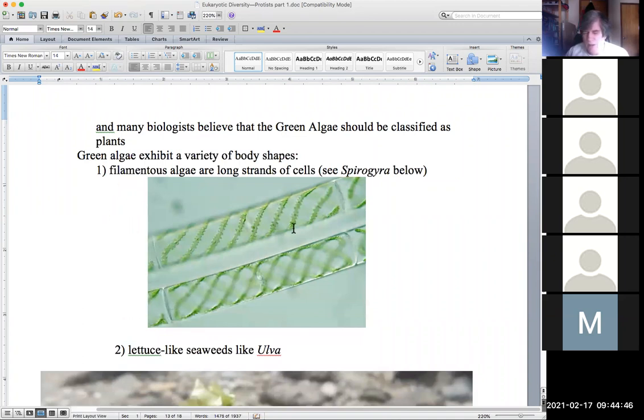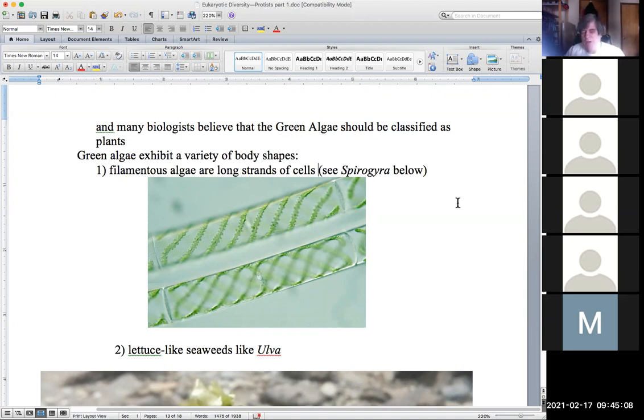And if you look inside the cells, you can see the cell walls here. So the cells are basically rectangular. If you look inside the cell walls, the chloroplasts are arranged in strings that kind of twist around each other. So that's why it gets the name Spirogyra.